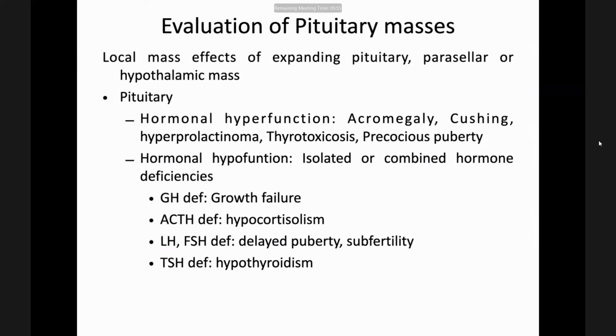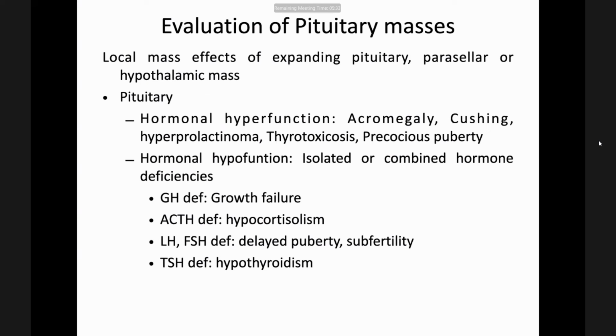So, how will you evaluate a case of pituitary mass? If there is a pituitary mass, then the patient may present with local mass effects of an expanding pituitary, parasellar, or hypothalamic mass. So, pituitary mass एउटा के हुन सक्छ, hormonal hyperfunction लिएर represent गर्न सक्ने भयो अथवा hormonal hypofunction पनि लिएर represent गर्न सक्ने भयो.